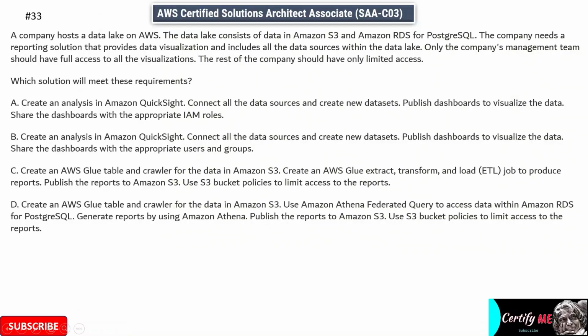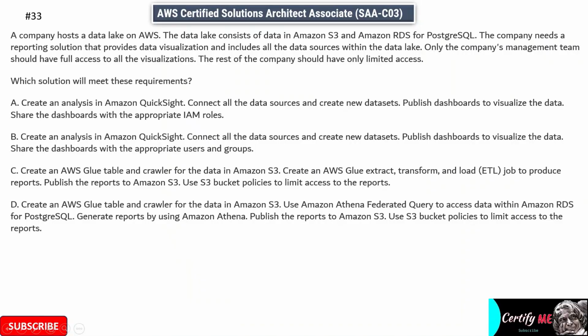Option A. Create an analysis in Amazon QuickSight. Connect all the data sources and create new data sets. Publish dashboards to visualize the data. Share the dashboards with the appropriate IAM roles. Option B. Create an analysis in Amazon QuickSight. Connect all the data sources and create new data sets. Publish dashboards to visualize the data. Share the dashboards with the appropriate users and groups.